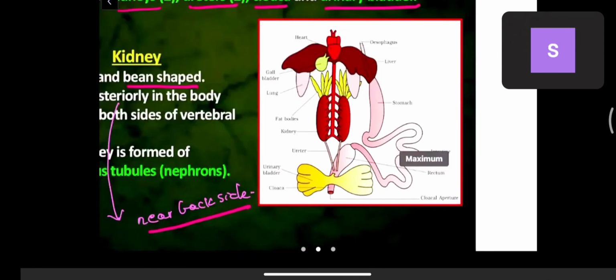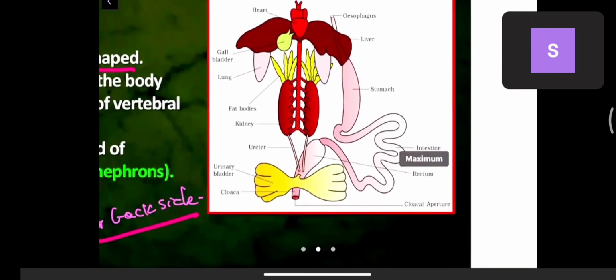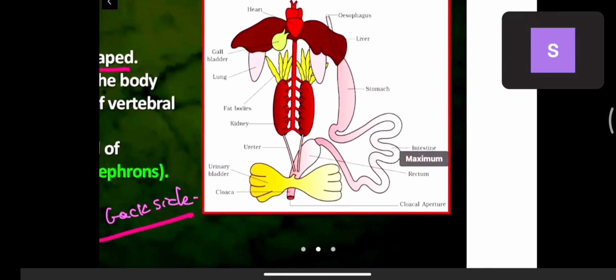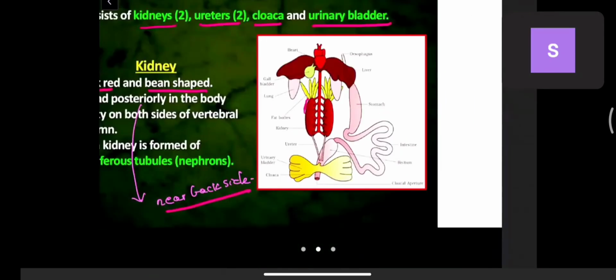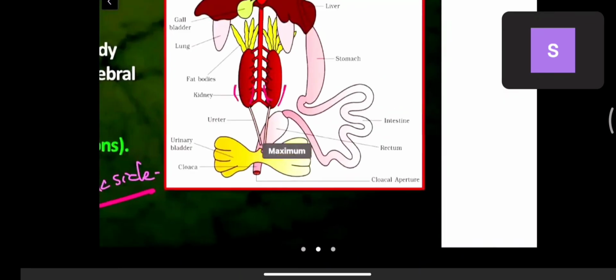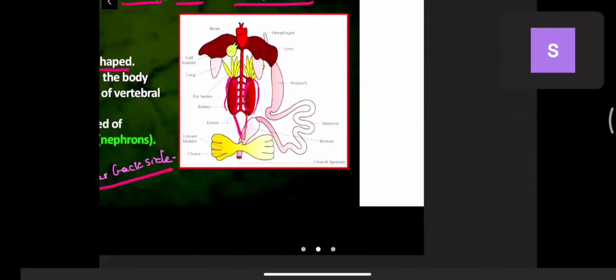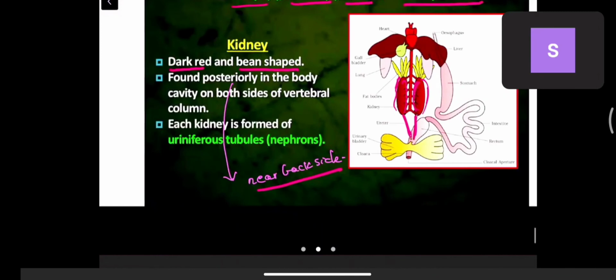In the figure you can see here. So these bean shaped reddish brown structures you are seeing, these are the kidneys. And which are the ureters? Here you are seeing some tubes which are passing. These are the ureters which directly open into the cloaca. Clear, no? So each kidney is formed of nephrons, and another name for nephrons is uriniferous tubules. So kidneys are made up of nephrons only. That's it.